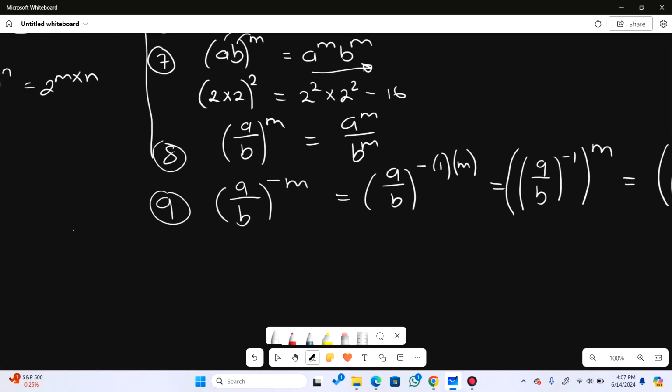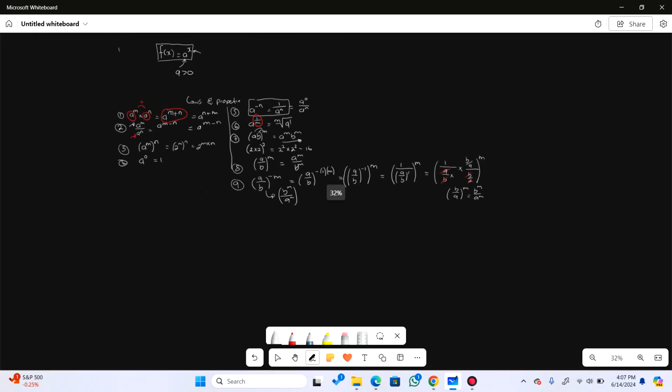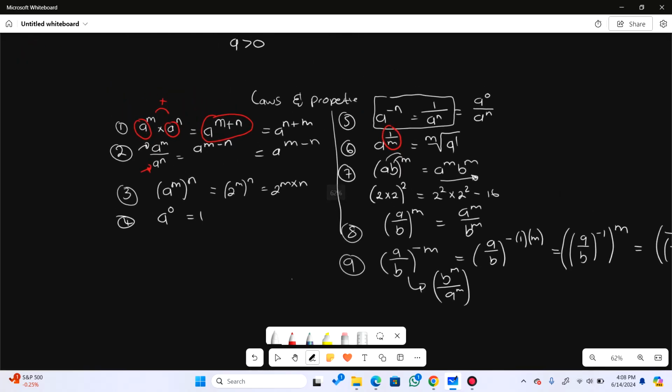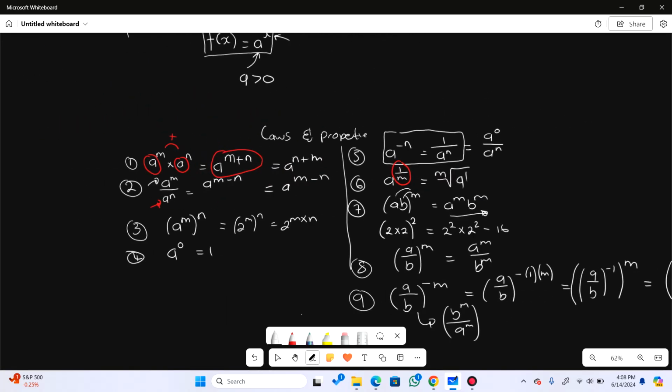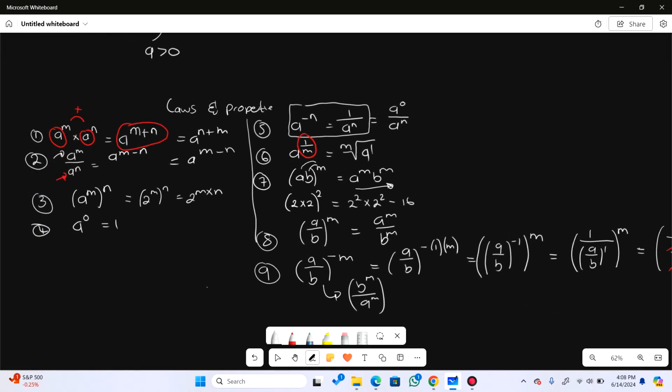So to make this simple, if you have a negative exponent, you just flip around the bases. You just flip around the bases. So in this case, I'll flip b and a, and then the m will come inside, right? So those are the 9 properties that one should know when dealing with exponential functions. These are things that you have to note.